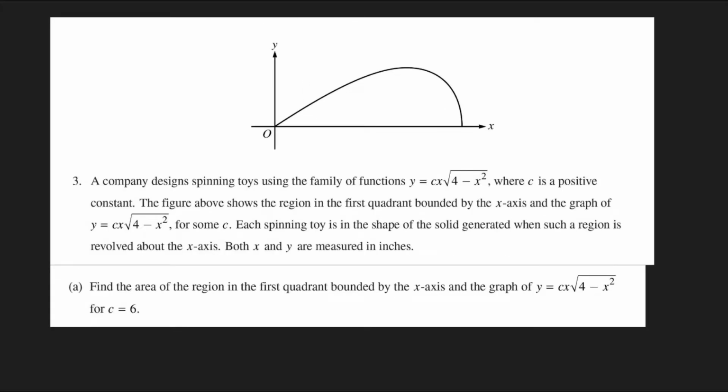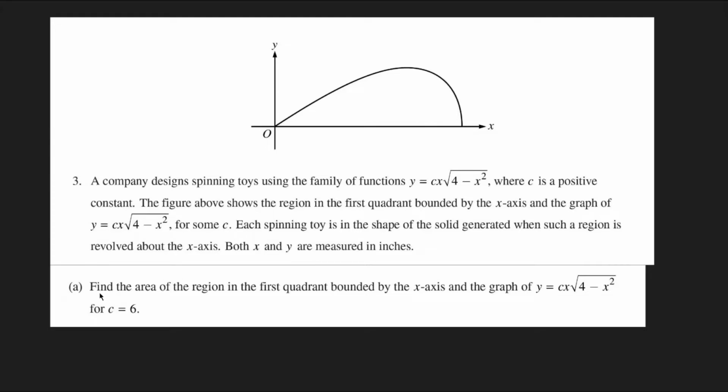Okay, so hopefully those first few problems weren't too difficult. So let's jump into it. A company designs spinning toys using the family of functions and this equation, where c is a positive constant. The figure above shows the region in the first quadrant bounded by the x-axis and the graph of, once again, this equation for some c. Each spinning toy is in the shape of the solid generated when such a region is revolved about the x-axis. Both x and y are measured in inches.